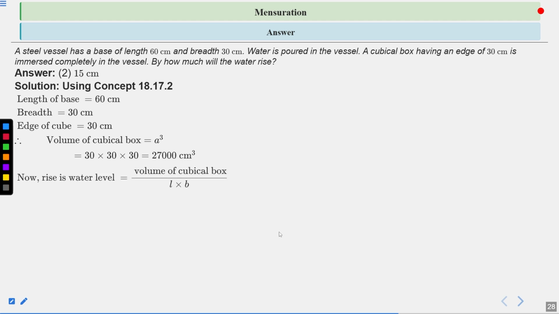Now the rise in the water level H becomes volume of the cubical box upon L into B. So which is 27,000 upon 60 into 30. So when we simplify it, 0 0 will be cancelled out, and when we simplify we get 15 centimeter. When 270 divided by 18 we get 15. So second is the correct answer of this question, 15 centimeter. Next one.